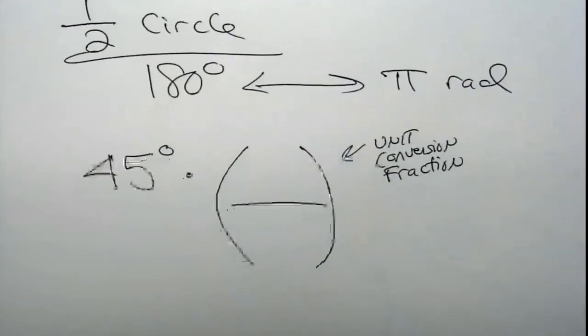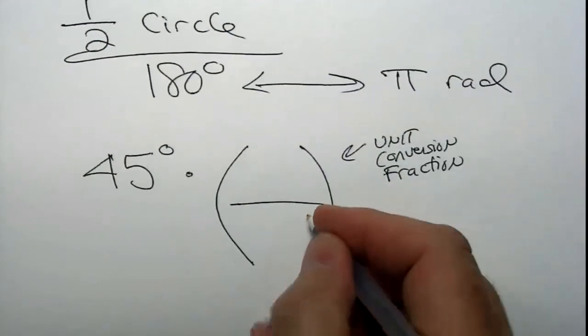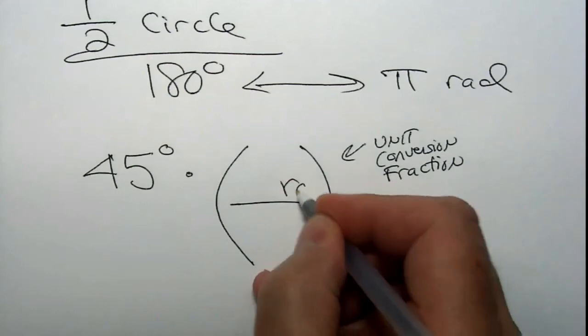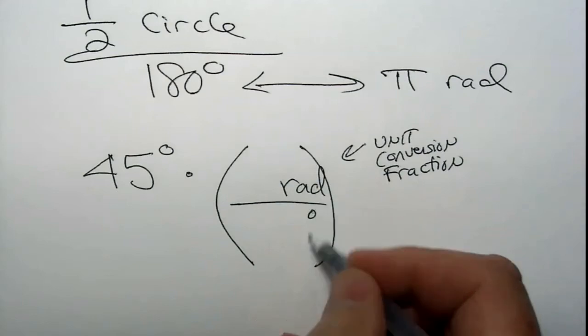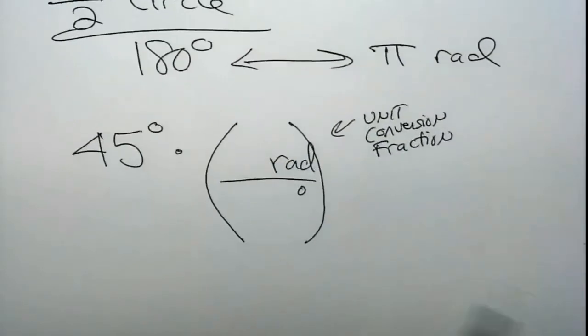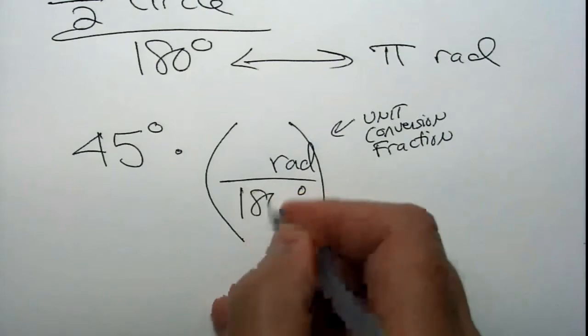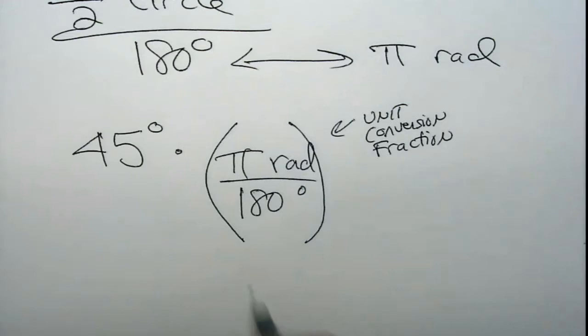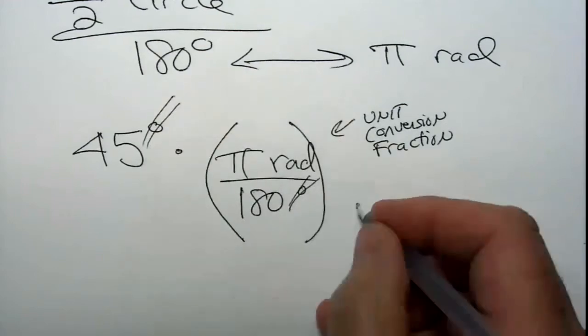And what you want to do is put the units that you don't want down in the basement here. Now, we don't want degrees. The new units, put them on top. Now, use an equivalent measure of each, and I don't care if you use a full circle or a half circle. Best to use a half circle, though. There are 180 degrees in half a circle, and there are pi radians in half a circle. Notice that the degrees cancel.